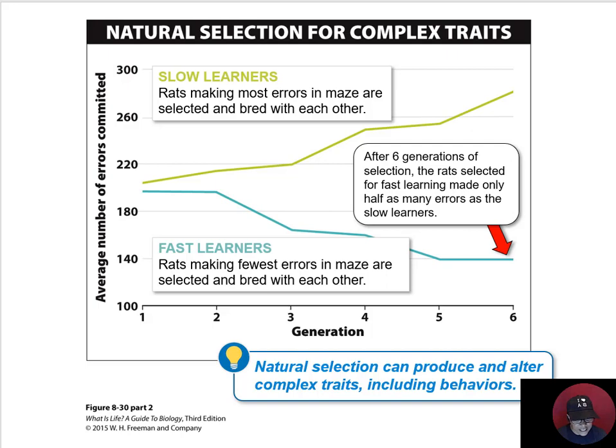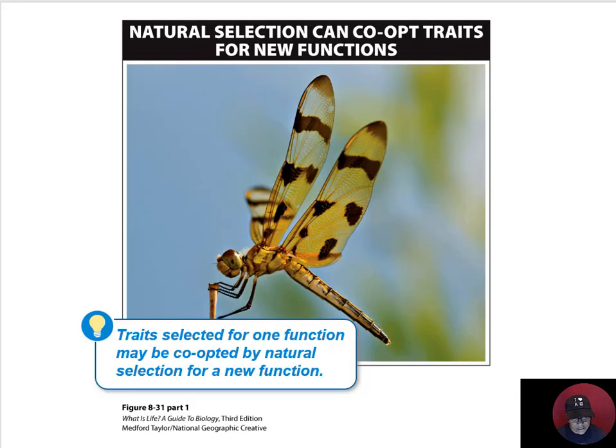All right, let's carry on. So, natural selection can also co-opt traits for new functions. This is really cool. Let's look at how that works. Traits selected for one function can be co-opted by natural selection for an entirely new function.